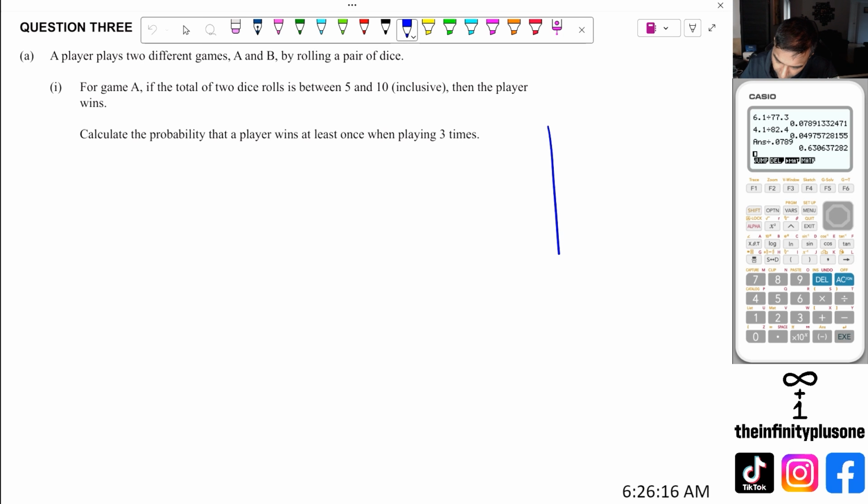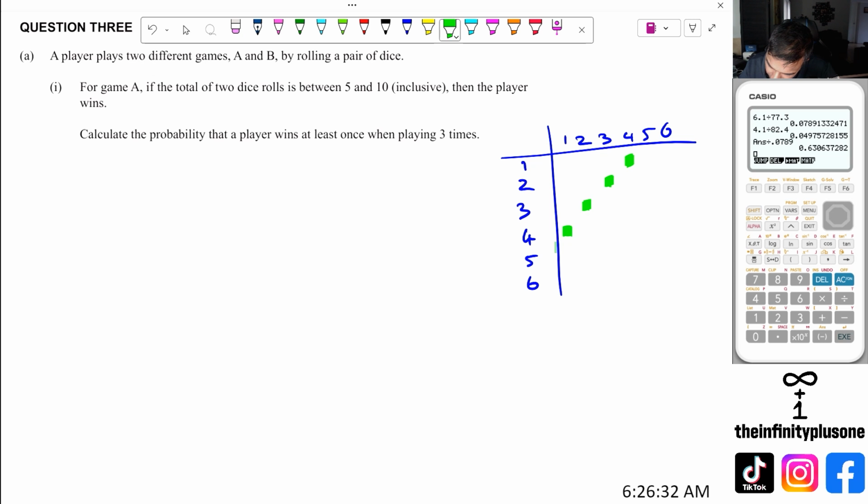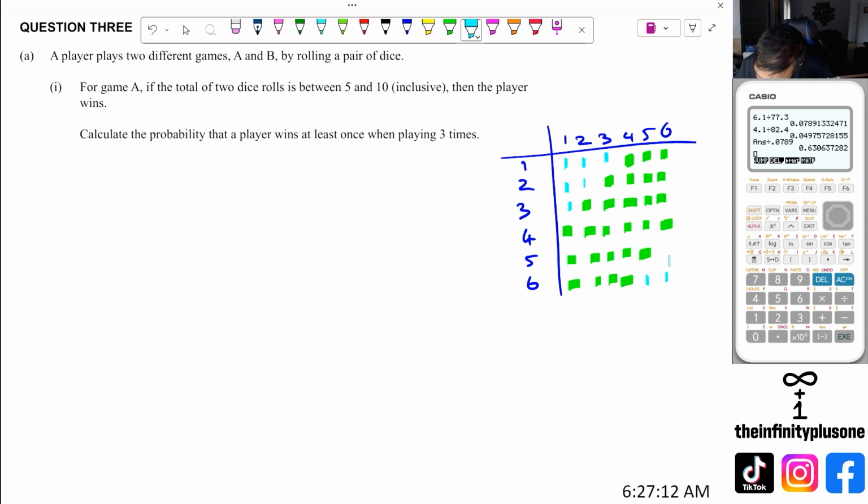Going to do a quick little table here just to get things rolling. So 4, 5, 6. Now probability of 5 is going to be 4 and 1, 3 and 2, 2 and 3, 4 and 1. Probability of 10 is going to be 6 and 4, 5 and 5, and 6 and 4. And I just read the question wrong. It's actually inclusive. So if it's inclusive, then we're also going to include all of these things here. And if we look at it, it's going to be 1, 2, 3, 4, 5, 6, 7, 8, 9.